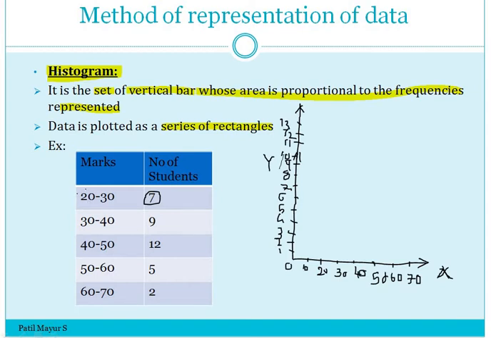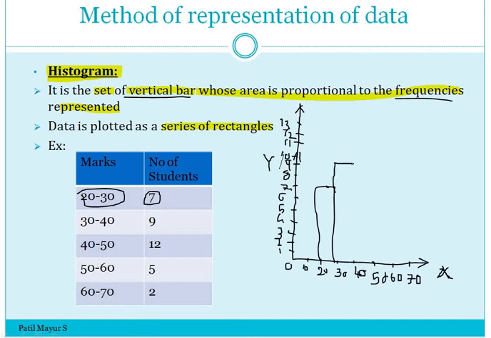See here, the first class interval is what, 20 to 30. A histogram is a set of vertical bars whose area is proportional to the frequency of the class. So 20 to 30, the number of students is how many? 7. So we will mark here somewhere. Okay, so you just draw a straight line. It becomes your first, 20 to 30 are 7, then 30 to 40 are 9. So here you have to just extend this 30 to 40.